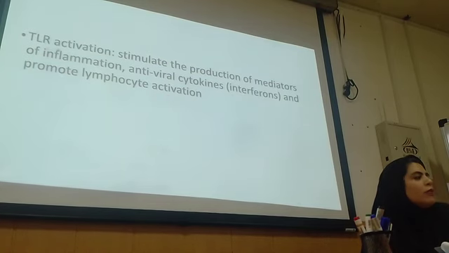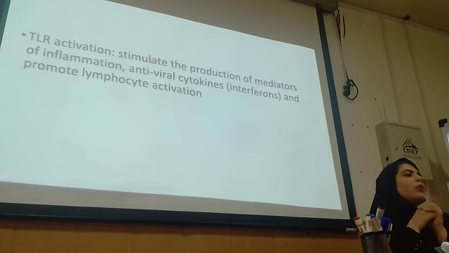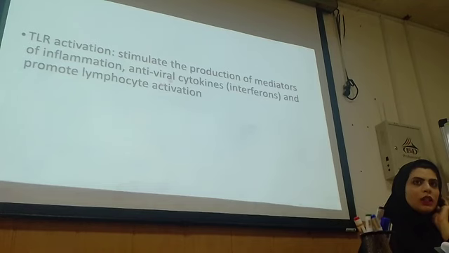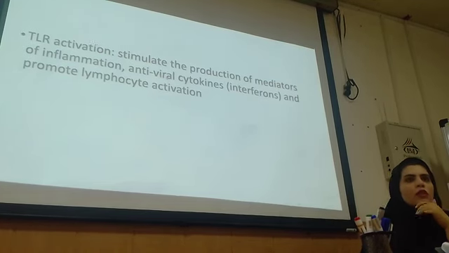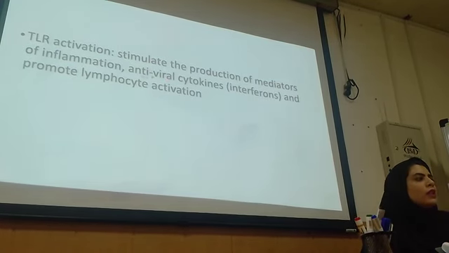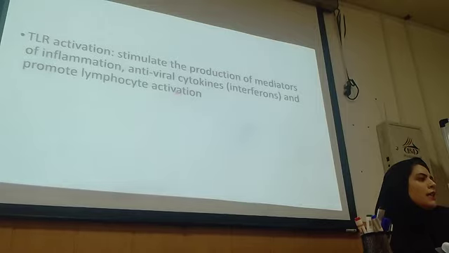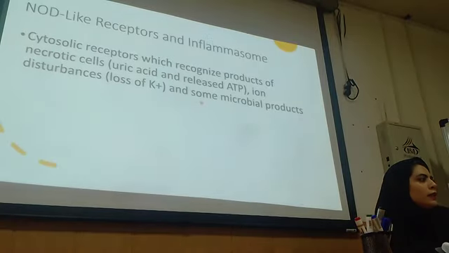When toll-like receptors are activated, they stimulate the production of mediators of inflammation such as antiviral cytokines and interferons, and promote lymphocyte activation. Here you can see it produces antiviral cytokines, so it is sensitive also to viral proteins as well as bacterial proteins.